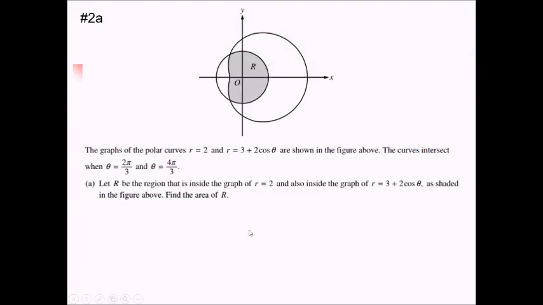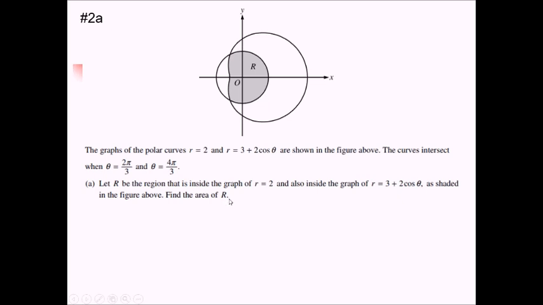For this calculator-based free response problem, we have the graphs of r equals 2 and r equals 3 plus 2 cosine of theta shown in this figure. They tell us that they intersect at, let's see, this would be 2 pi over 3 up here and 4 pi over 3 down here. Well, that was nice of them. And R is the region that's enclosed by, that's inside both of them. We want to find the area of R.